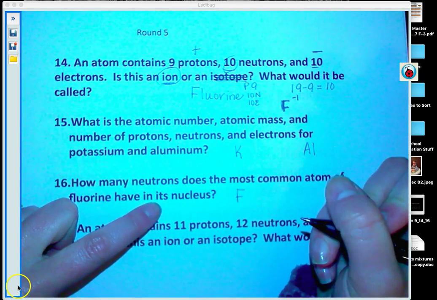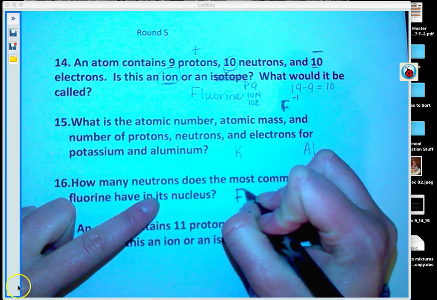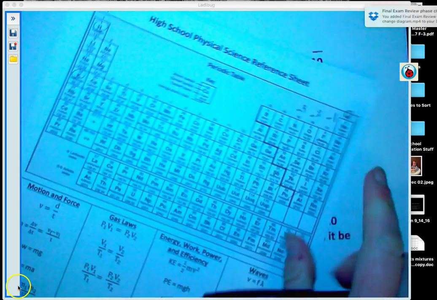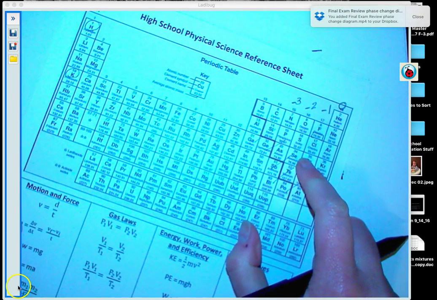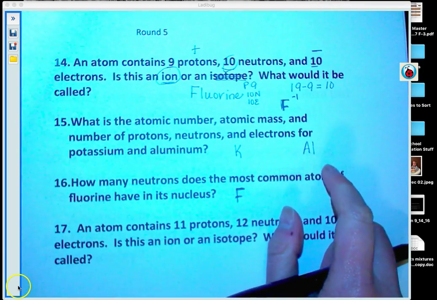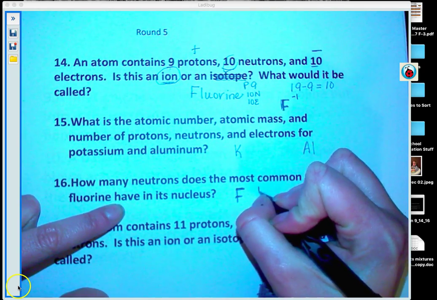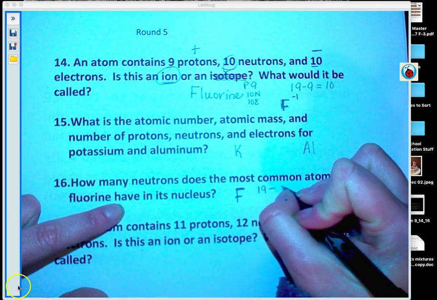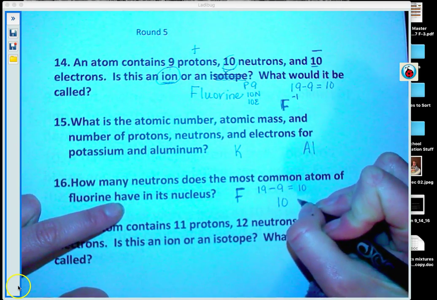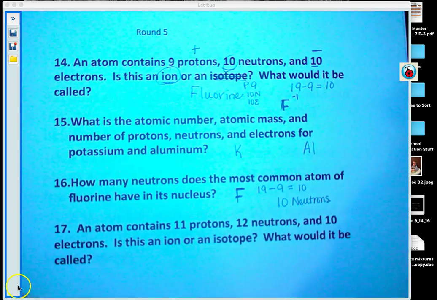Fluorine, I'm going to go over this one more time though, because everybody seems to forget how to figure out the number of neutrons. The most common number of neutrons that it's going to have is going to be what's on this periodic table. The periodic table is the normal things, it's the most common things. So in this case, we have an atomic mass of 19 minus 9 protons equals 10. So the most common form of fluorine has 10 neutrons.